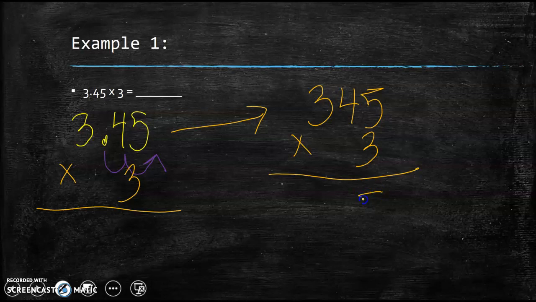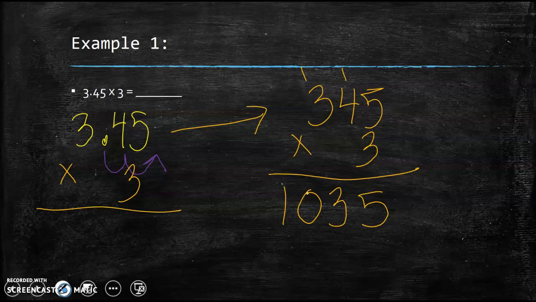3 times 5 is 15. Bring my 1 over. 3 times 4 is 12, plus 1 is 13. Bring my 1 over again. 3 times 3 is 9, plus 1 is 10. All right. 345 times 3 is 1,035.